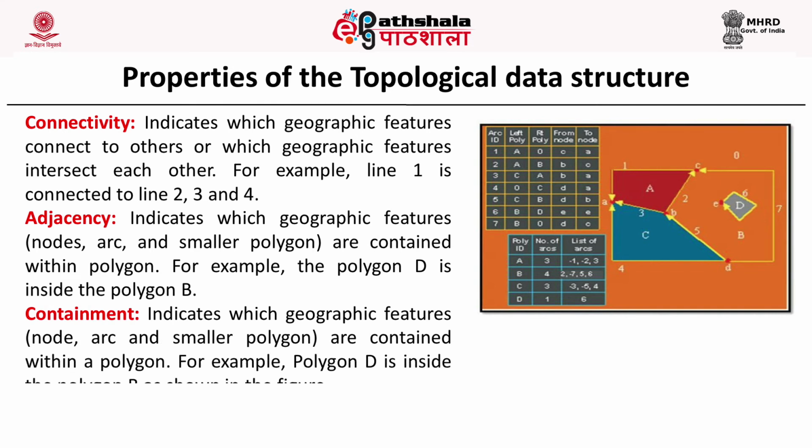The third property is containment, which indicates which geographical features, for example nodes, arcs or smaller polygons, are contained within a polygon. For example, in this figure, polygon D is inside the polygon B as shown in this figure.